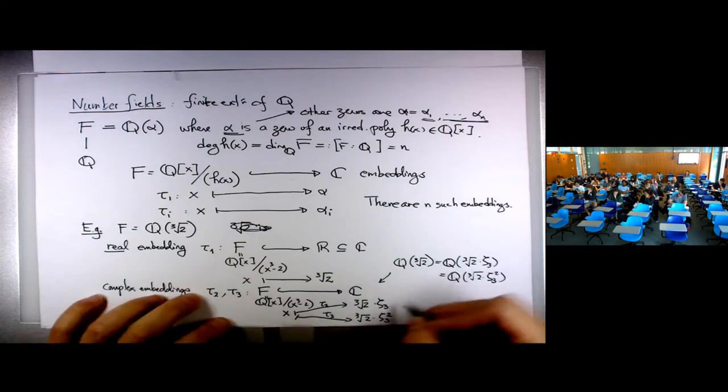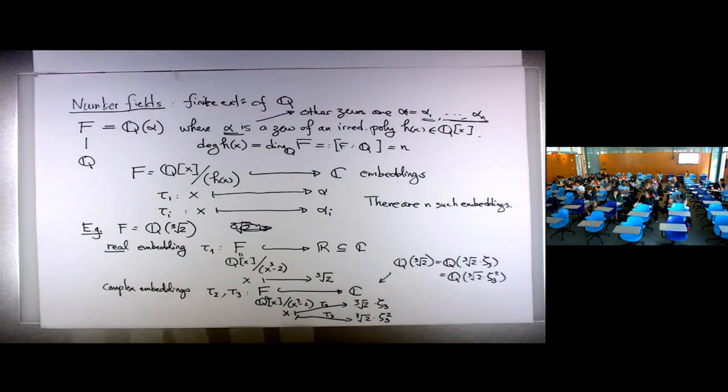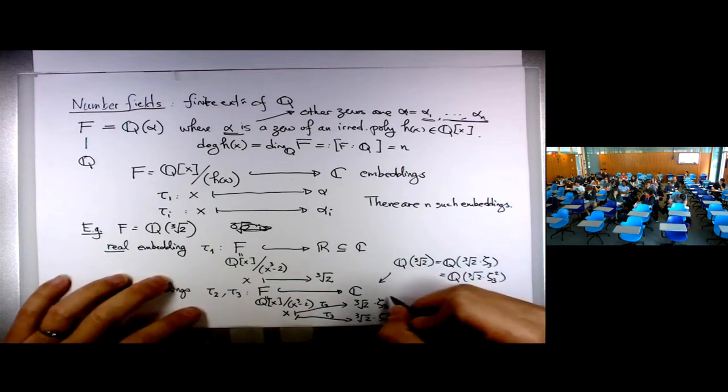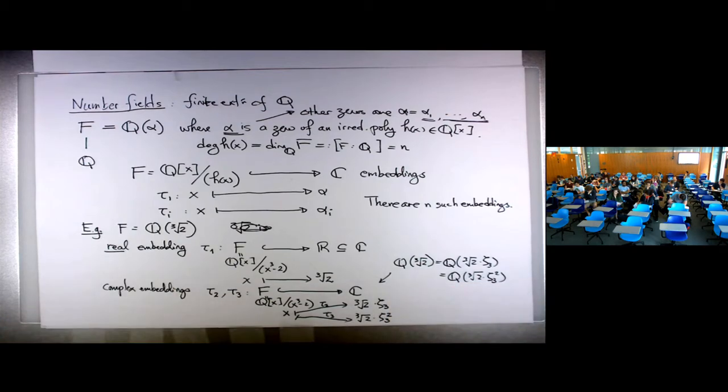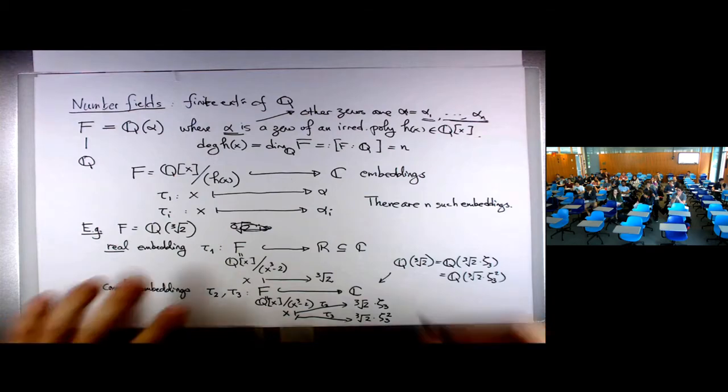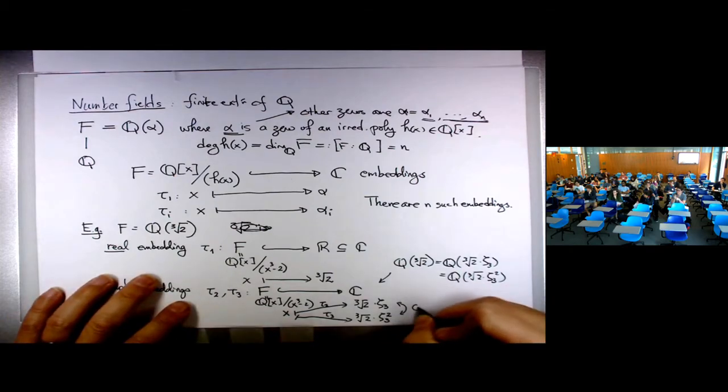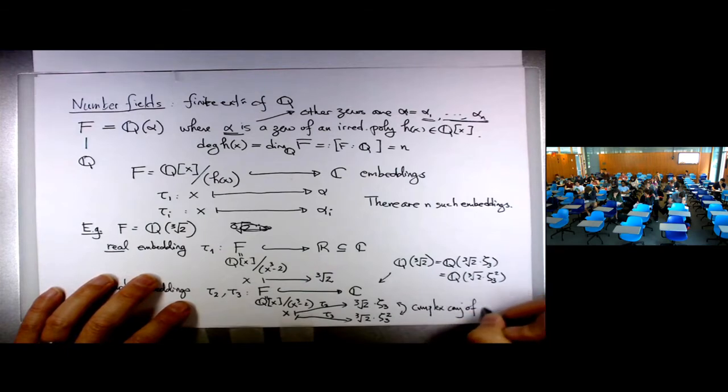Right? And also I want to point out that this zeta 3 is (-1 + root of -3) over 2, and zeta 3 squared is exactly the complex conjugate of that. So these two are complex conjugates of each other.